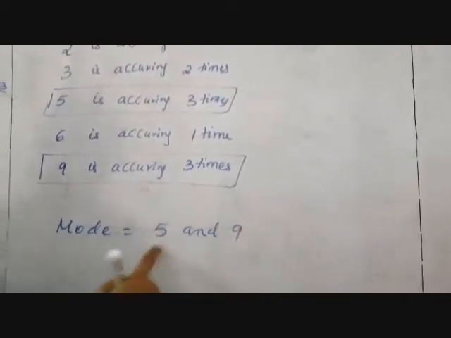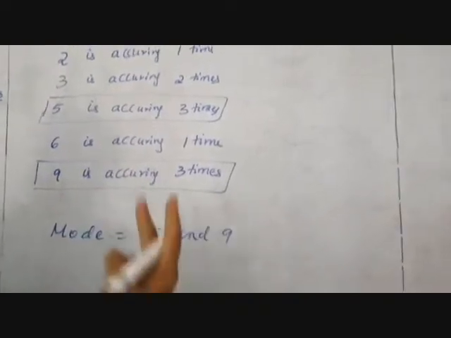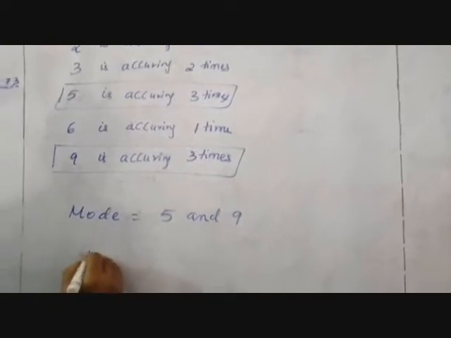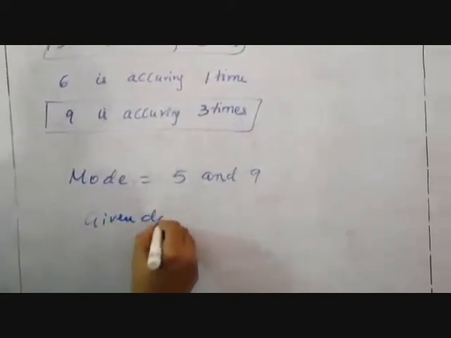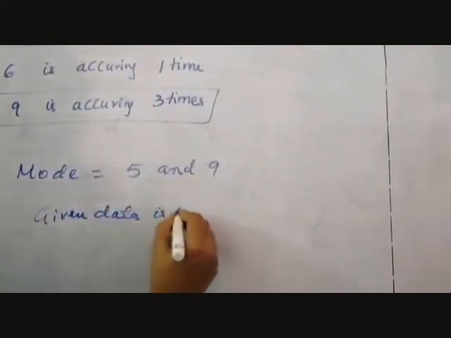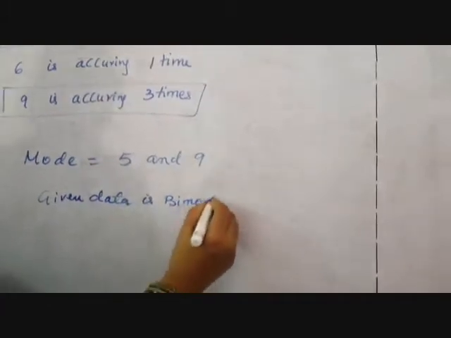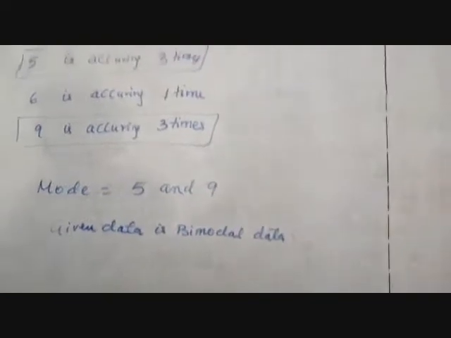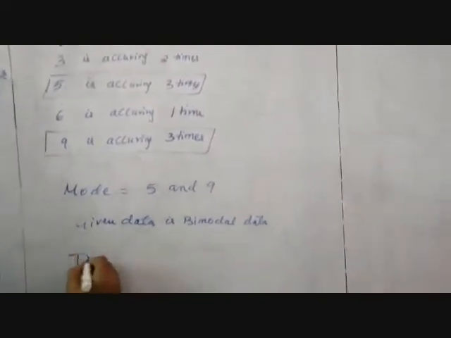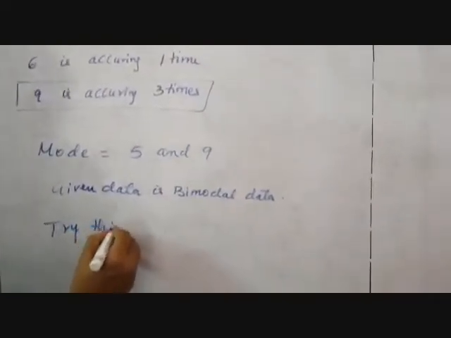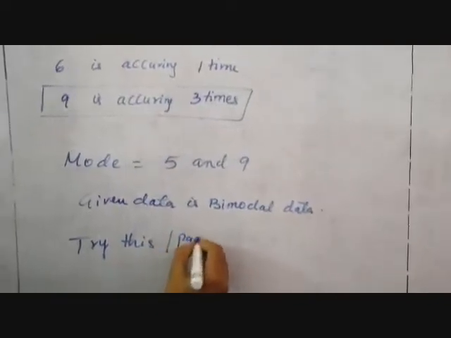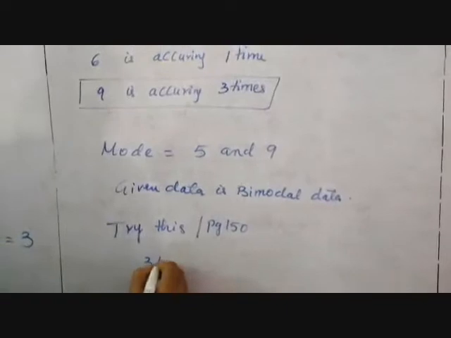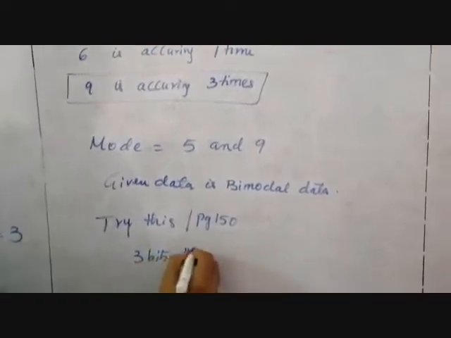You can get 1 mode, 2 modes, or no mode also. When there are 2 modes, the given data is bimodal data. Okay, now try this on the same page. Try this on page 150. Three questions are there. You have to do it as homework.